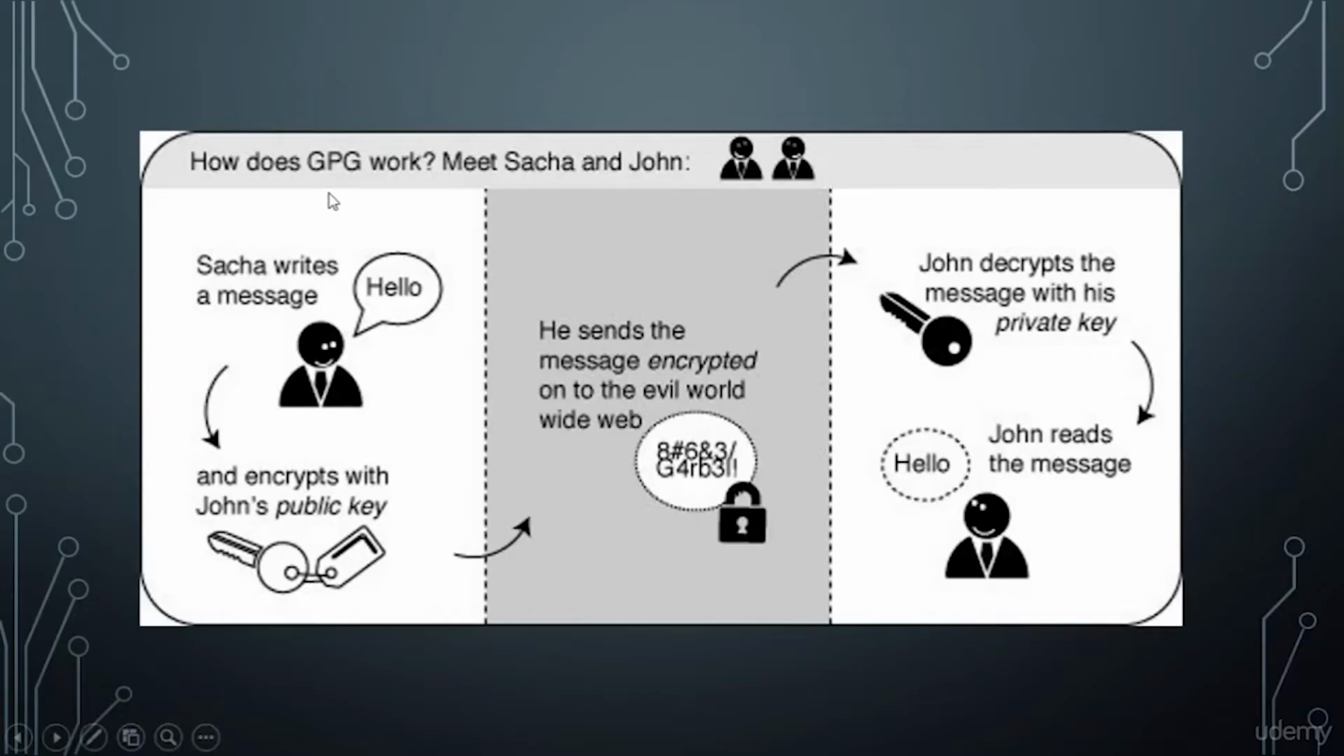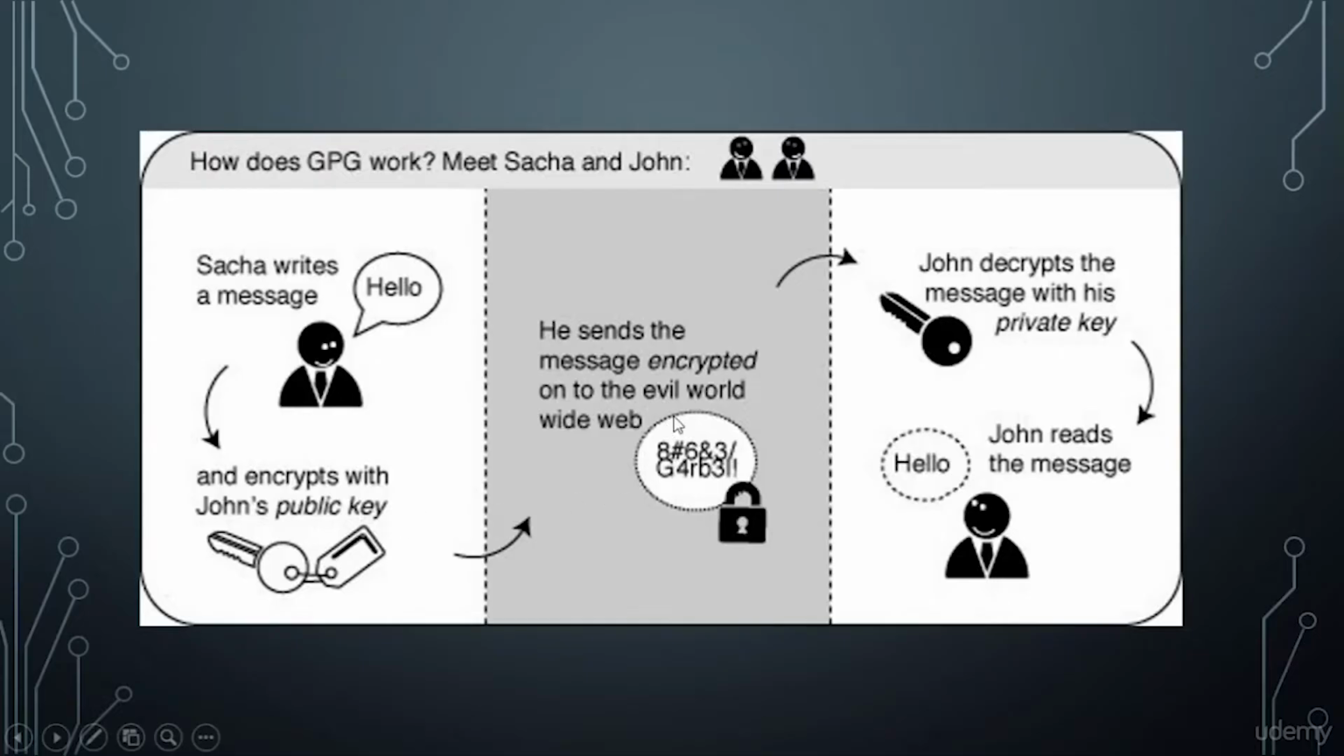So I have this very nice image here, and it's basically saying, how does PGP work? Forget about this GPG, that's just the opposite abbreviation. But basically, meet Sasha and John. Here we have Sasha, who wants to write a message to John, okay? And the message is, hello. So she encrypts the message with John's public key. Basically John has sent her his public key, and she has encrypted the message with it.